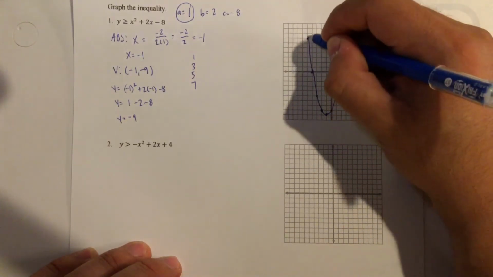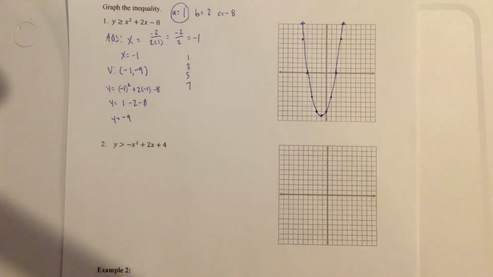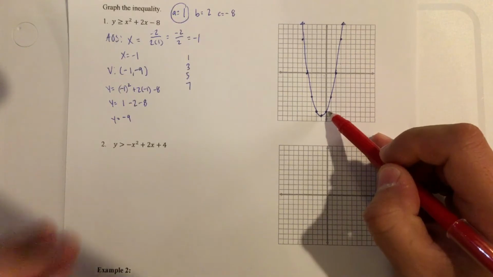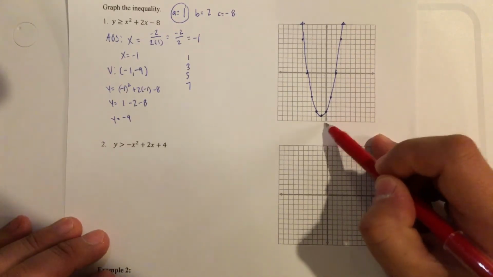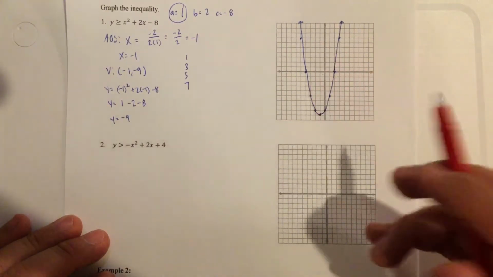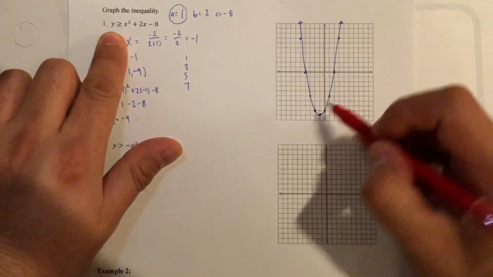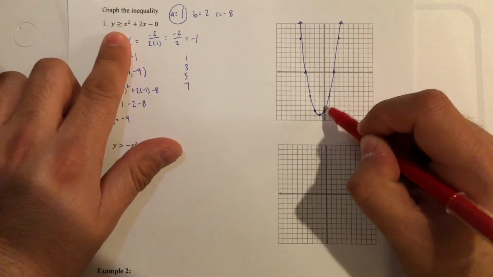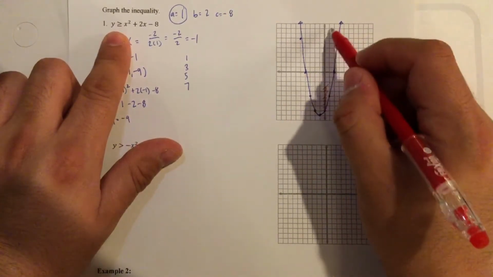So I talked about the little trick I use where I just go to the y-intercept. If it's less than, I would shade below, which would be on the outside. If it is greater than, I shade above, which is going to be inside the parabola. So I'm going to go over here. Here's the y-intercept. It says y is greater than or equal to. So if I shade above, you notice that's inside the parabola.